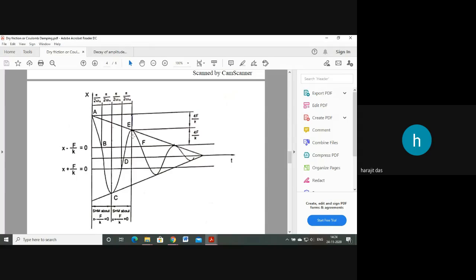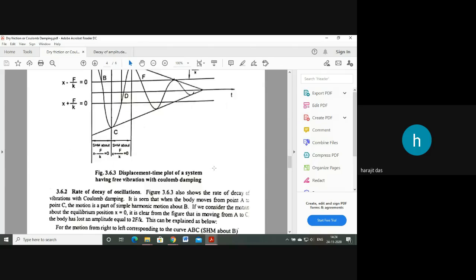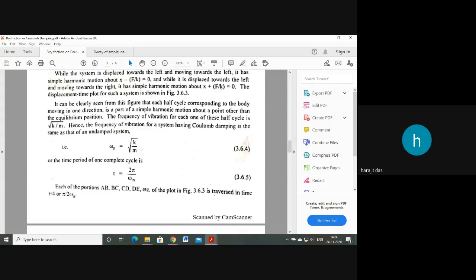Are you getting? Some amplitude is getting reduced in each cycle because this is damped oscillation, and finally it will vanish after some cycles or after some time. This is x with respect to t, amplitude with respect to time. So this is called the displacement-time plot of a system having free vibration with Coulomb damping or dry friction damping. From here, omega n equals under root k by m.